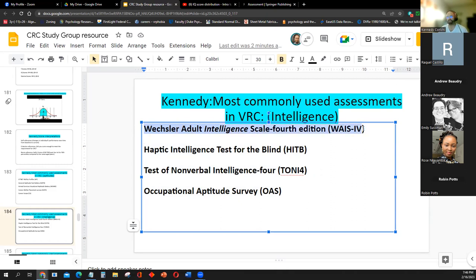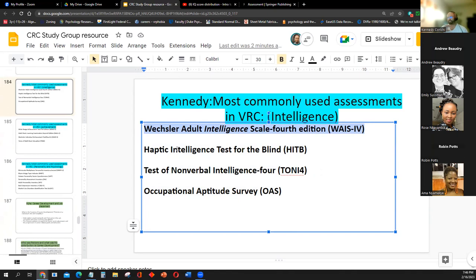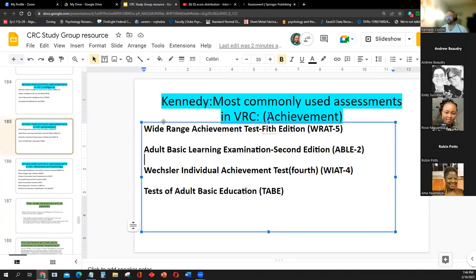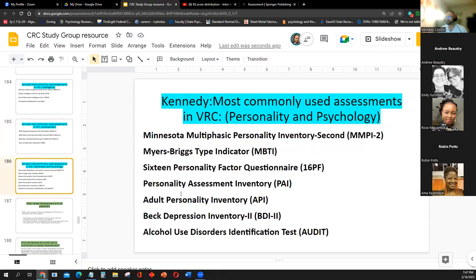The book talks a lot about this one, the WAIS-IV. Please read that on your own. They go into great detail with it. I guess that's the gold standard for disability assessments, intelligence assessments. And then of course, you've got your achievement tests: the Adult Basic Learning Examination, the TABE, Test of Adult Basic Education, the Wechsler Individual Achievement Test, WIAT-4, and a wide range of other achievement tests.